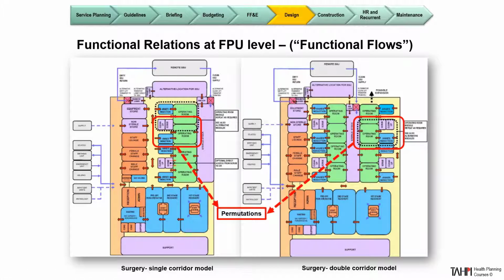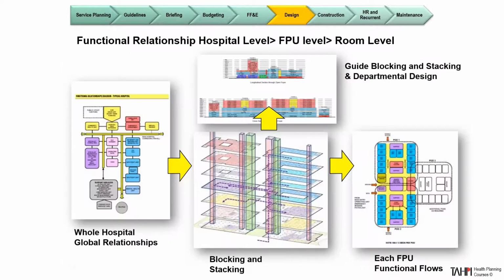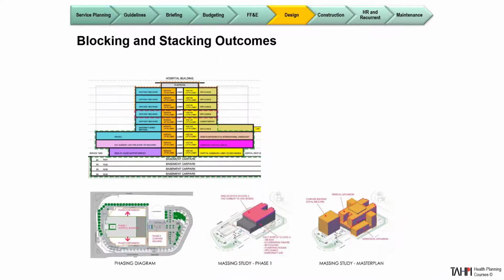We look at the permutations of groups of rooms which are critical to the departments, such as this one, the operating theaters. We look at the vertical implications of this in documents called blocking and stacking, that is the global arrangement of activities within a healthcare facility. We look at massing and future-proofing by allowing for zones for expansion and staging.